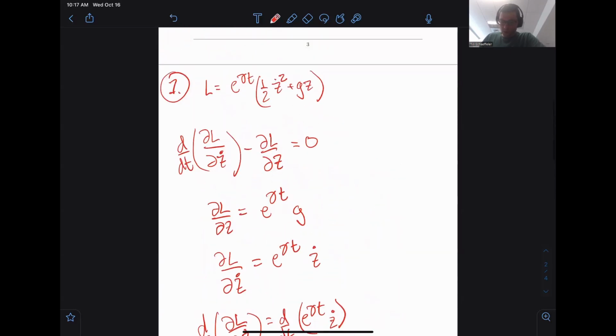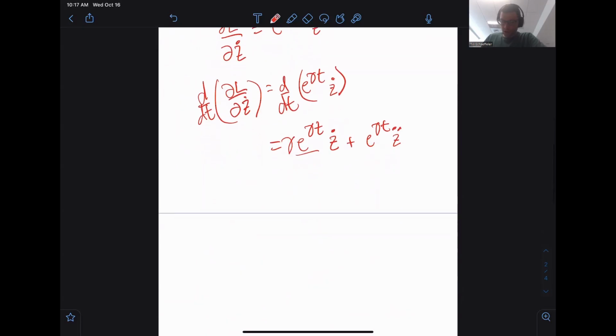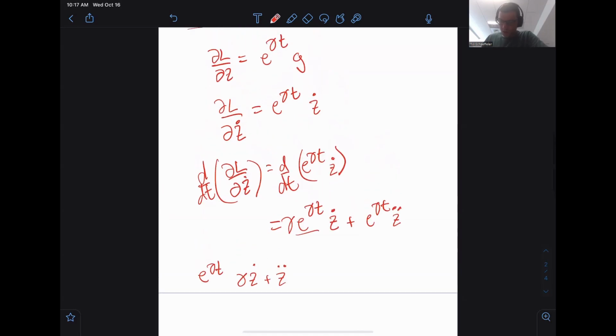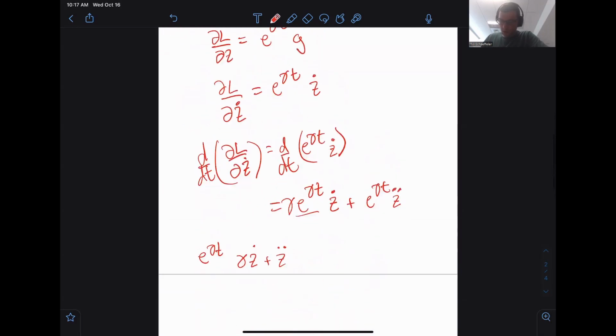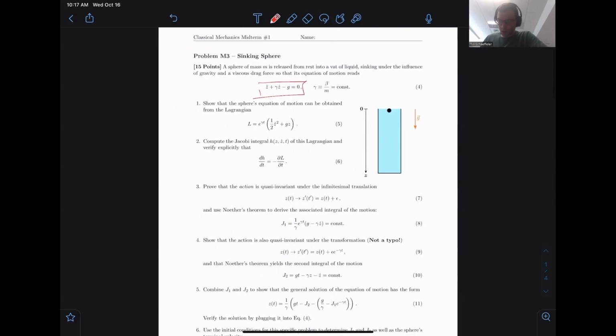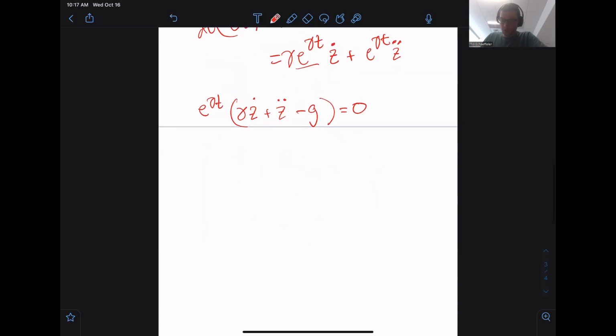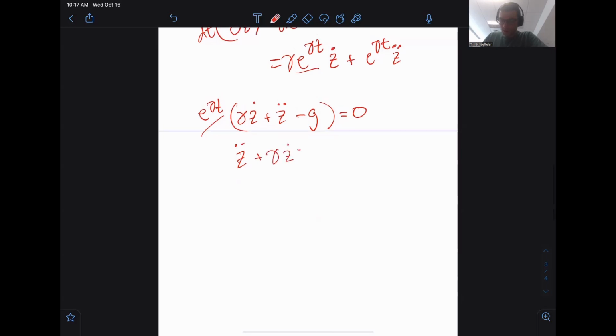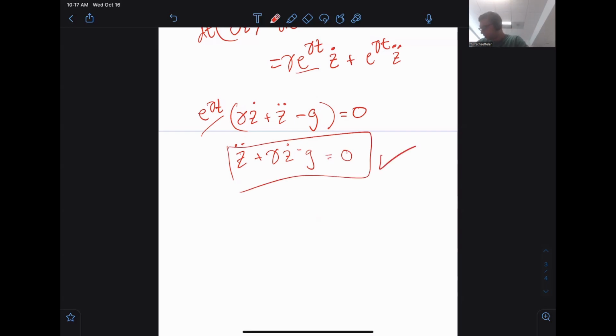So if we put those two pieces together, we get, pull out the exponential, gamma times z dot plus z double dot minus g is equal to 0, and we can divide by this exponential on both sides, and we get the equation of motion. Okay.